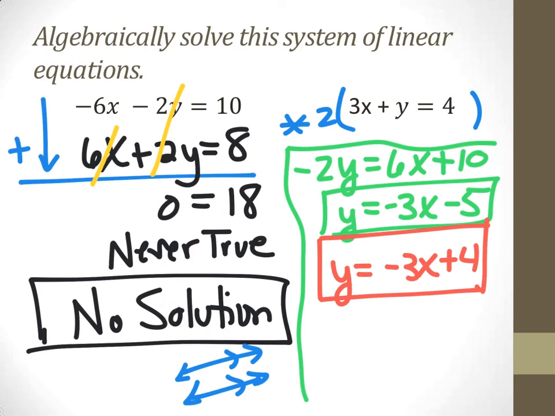The last case was when every point on there is a solution. So when the lines are the exact same, then instead of something not true, you would get the exact same number. And you could go ahead and manipulate them around, and you'd see they're the exact same line.